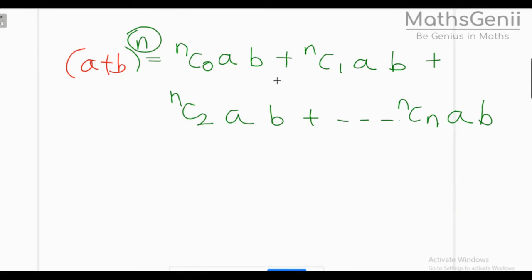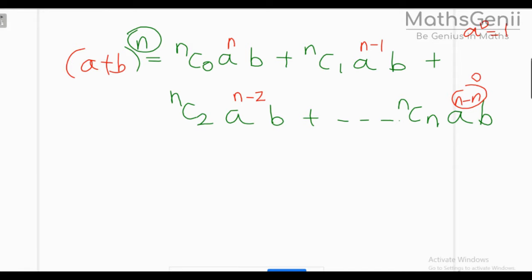So let me decrease. It will start with n, then it will reduce by 1, n minus 1, then it will further reduce by 1, so n minus 2, and lastly it will reach n minus n. n minus n is what? 0. n minus n is 0, and a raised to 0 is what? Anything raised to 0 is 1.